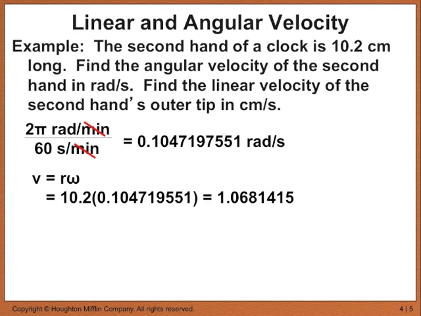because, as I've said many times before in this class, don't round until you write your final answer, because rounding early multiplies errors and inaccuracies. Final answer, omega equals 0.105 radians per second, and v, or linear velocity, equals 1.068 centimeters per second.